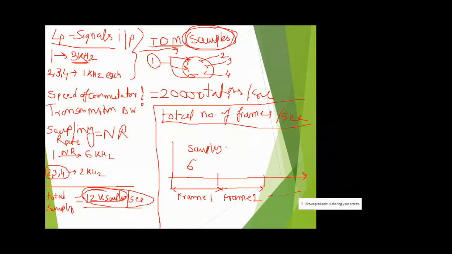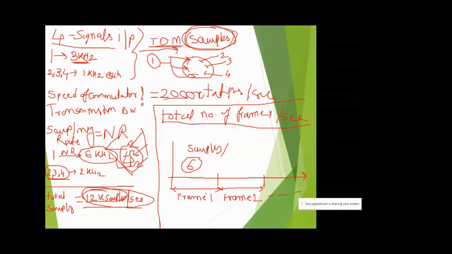Why are we getting 6 samples? The answer is 6 samples per frame, not four samples. Because we are splitting this 6 kilohertz signal into three parts. Why? Because we have to maintain the constant speed, that is 2000 rotations, the minimum sampling speed. So here 2000, 2000, and here also 2000. We get one sample from each of the three split parts, plus the samples from the other three signals. So in total we get six samples in one frame.